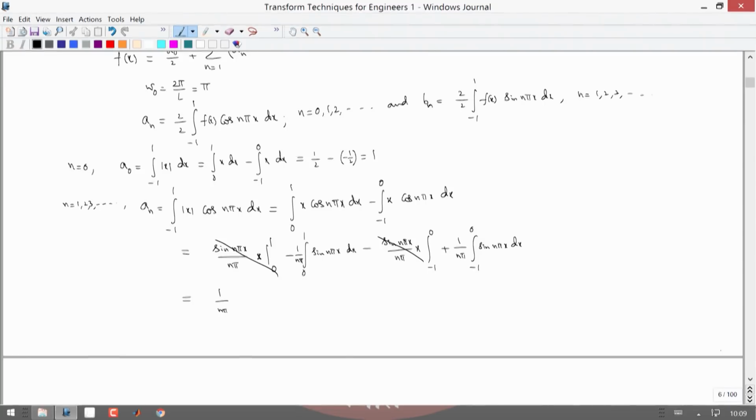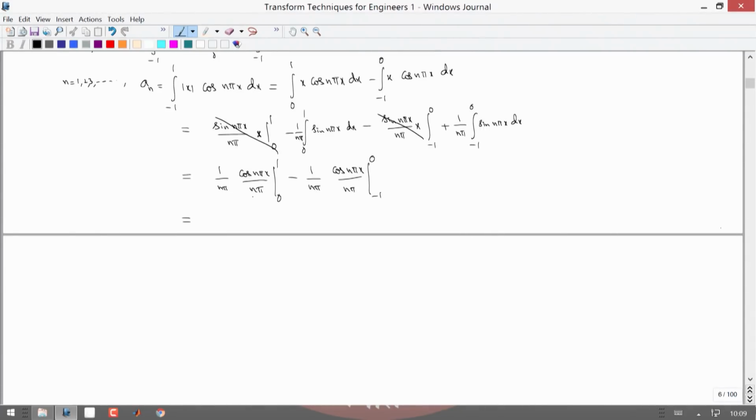So, minus minus, the antiderivative is minus cos n pi x by n pi. I put 0 to 1, and here again, so you have plus, so you get minus here, minus 1 by n pi cos n pi x by n pi. This is running from minus 1 to 0.